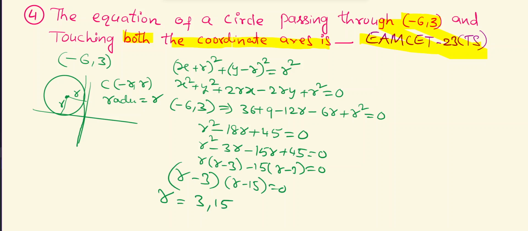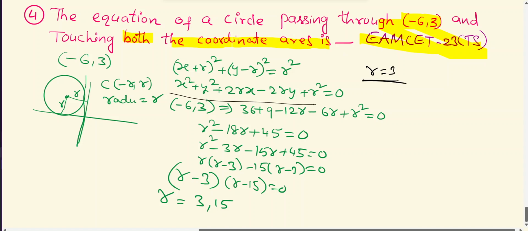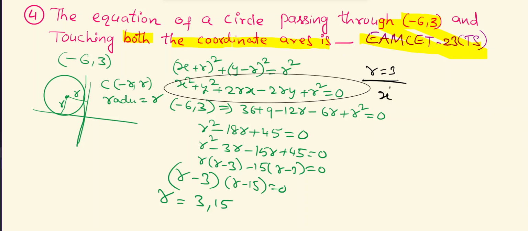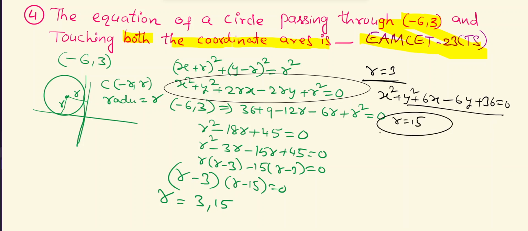So first take r is equal to 3. Substituting r is equal to 3 in this equation, we get the circle equation: x square plus y square plus 2rx, that is 6x, minus 2ry, that is 6y, plus r square 9 is equal to 0. This is the required equation of the circle. And if you take r is equal to 15, you get another equation of the circle: x square plus y square plus 30x minus 30y plus 15 square, this is 225, is equal to 0.